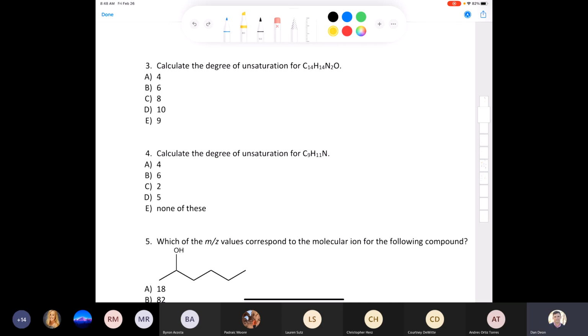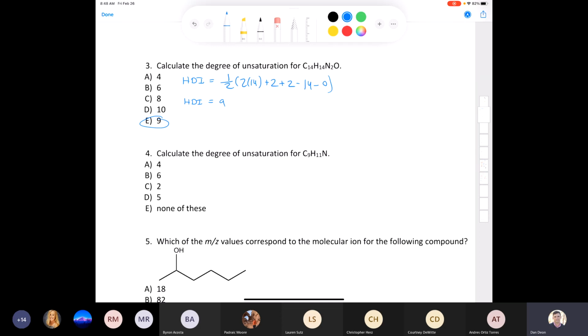So if we do this first one here, we have our HDI. It's going to be equal to 1/2 times 2 times 14 plus 2 plus 2 nitrogens, subtract 14, subtract no halogens. So we have 28 plus 2 is 30, 32, subtract 14 gives us 18. We divide that by 2, and we get an HDI equal to 9.